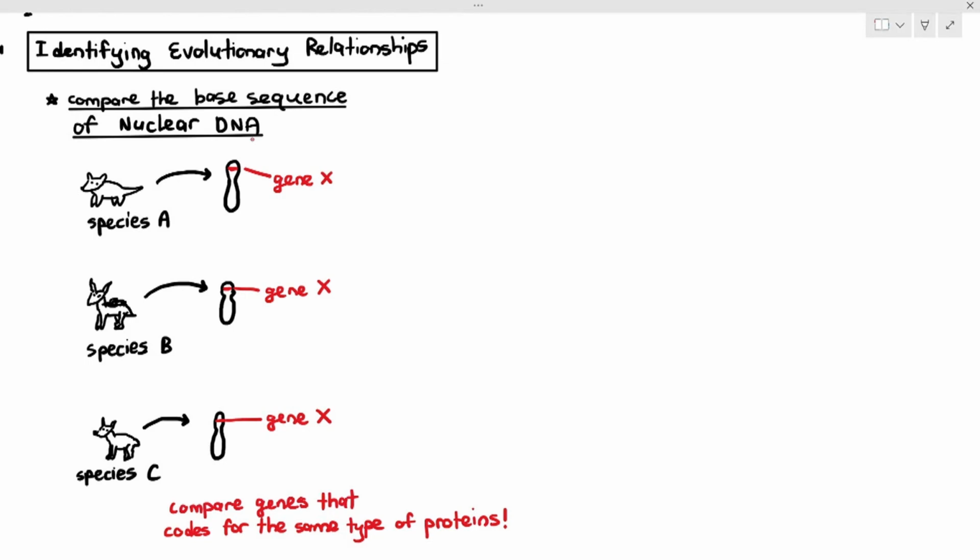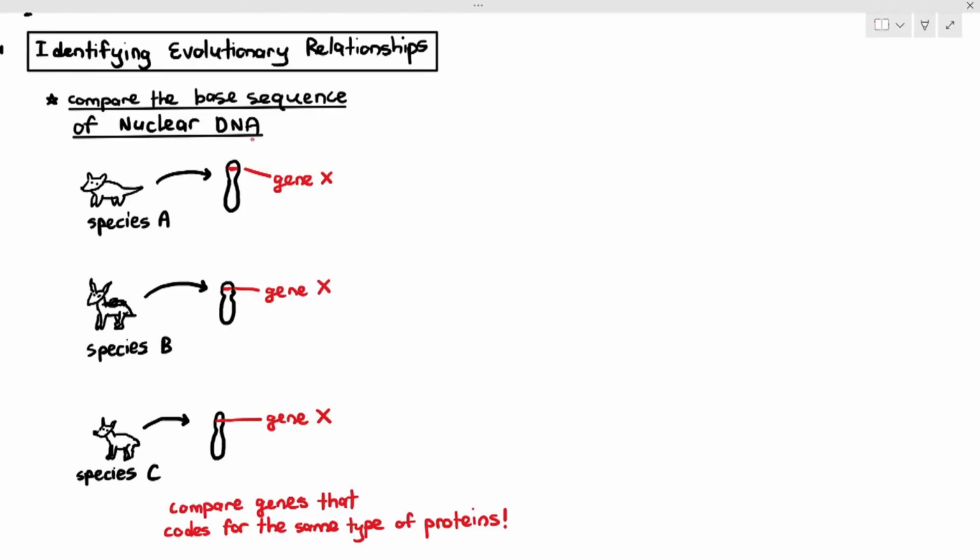Now, some students will be like, oh, can you give me an example in real life? One example is the hemoglobin gene, the HBB gene. The HBB gene is not just present in humans to code for hemoglobin, or the beta globin. It's also present in cats, and it's present in dogs. So we can use that gene to compare the relatedness between species.